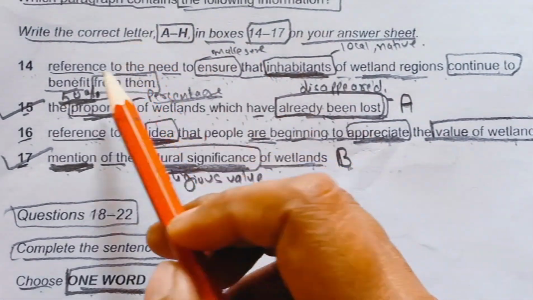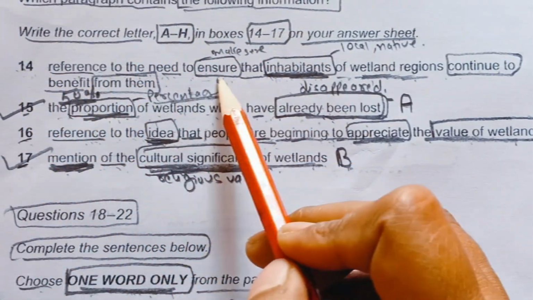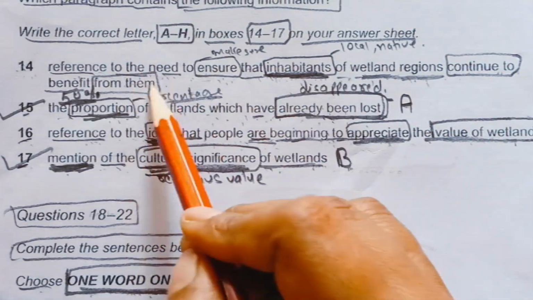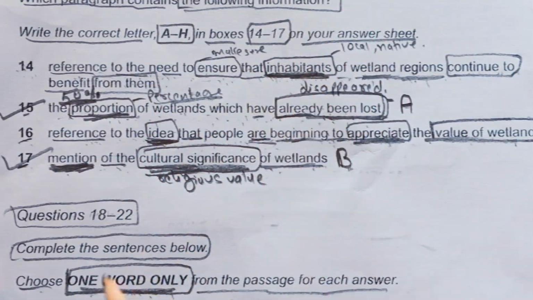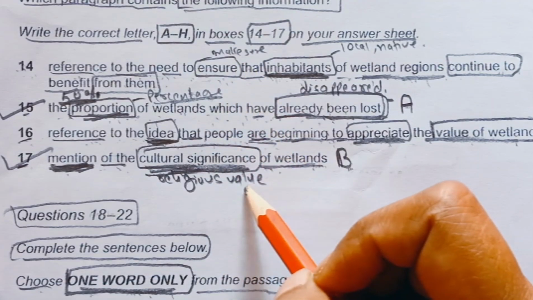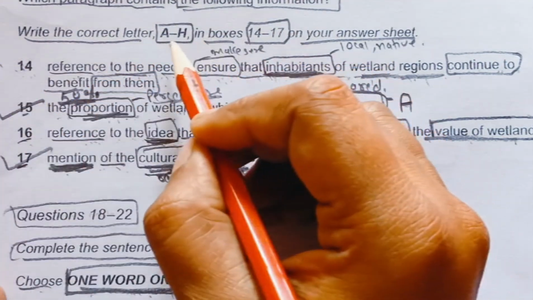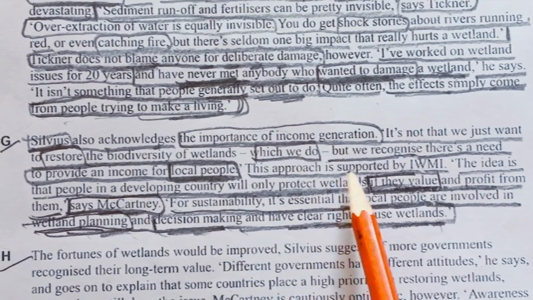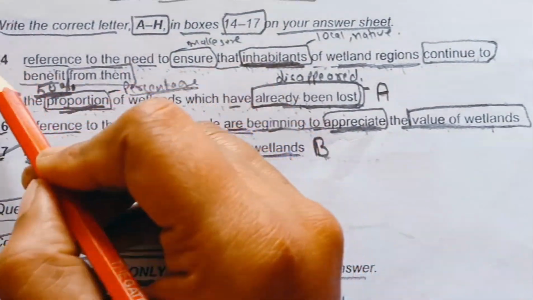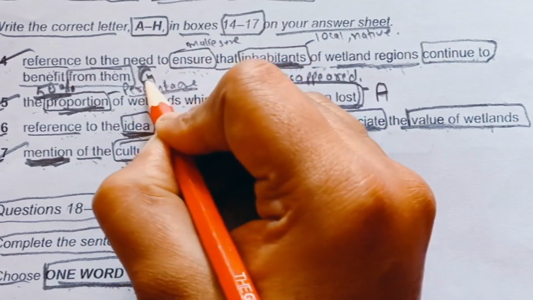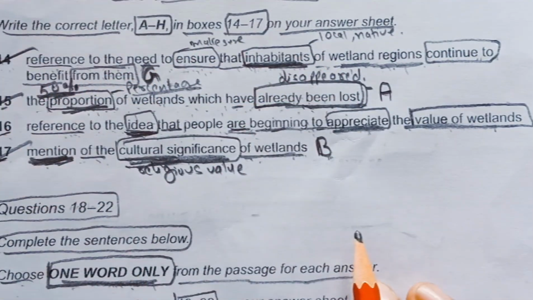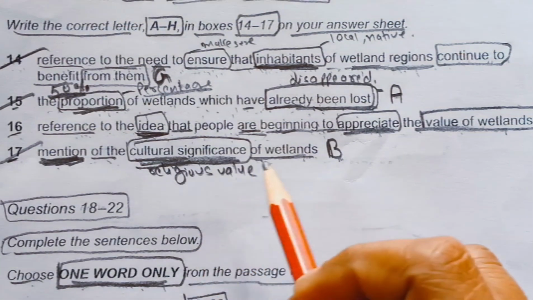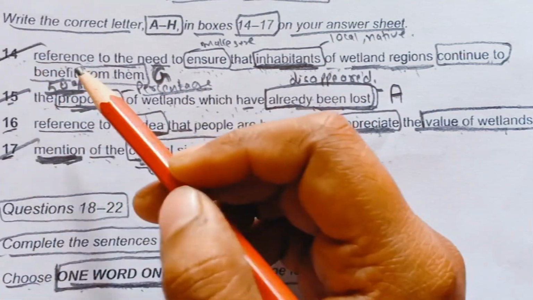So our first question, number 14, refers to the need to ensure that inhabitants of the wetland regions continue to benefit from them. This type of thing we have just seen. We will write in which paragraph we have seen this. We have seen this in paragraph G, so we will write G in front of 14 in our answer sheet.